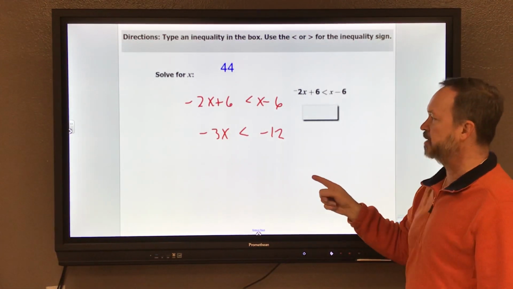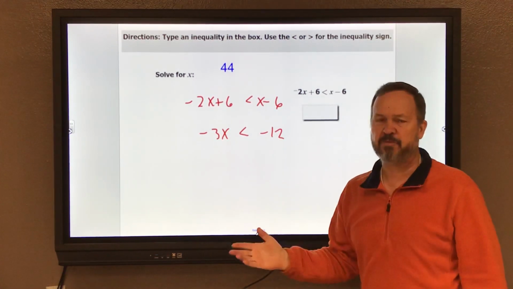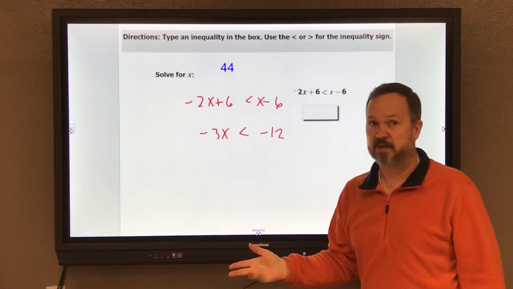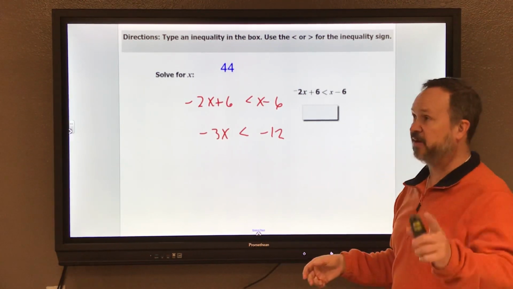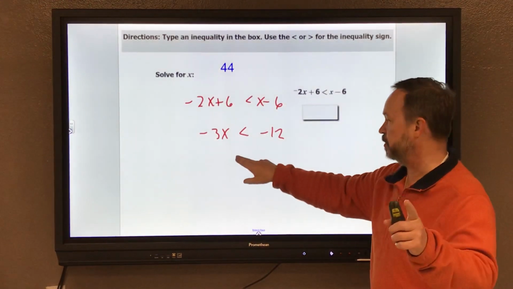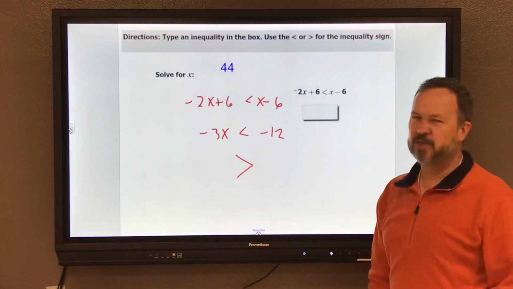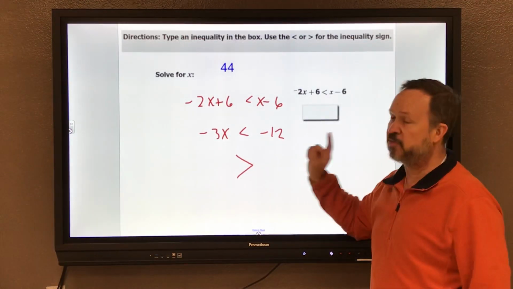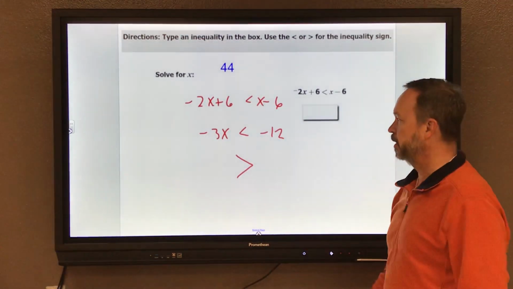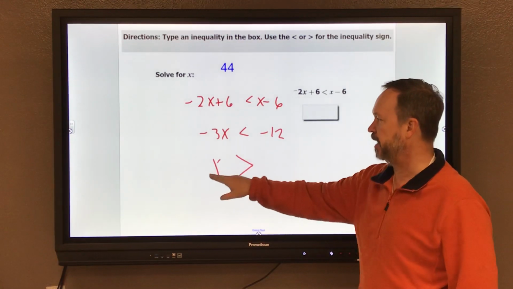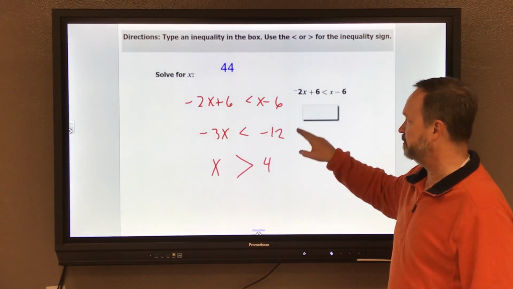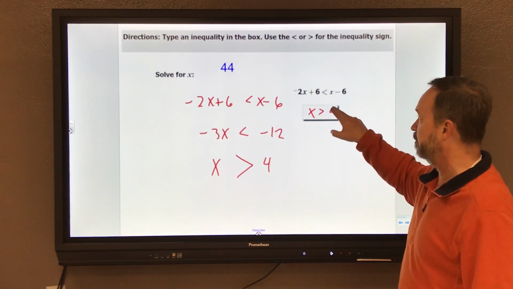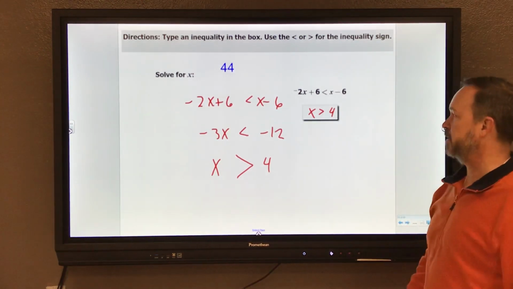Then I realize if I want to get x by itself, I've got to divide by 3. Actually, I got to divide by negative 3. And if I divide by negative, I have to remember to flip the sign, and that's where most people are going to miss this question. It's really an easy question except for that one thing that I got to remember. So I'll divide by negative 3, I get an x. I divide by negative 3, I get a positive 4, and that's what I actually would write in the box using the inequality sign.